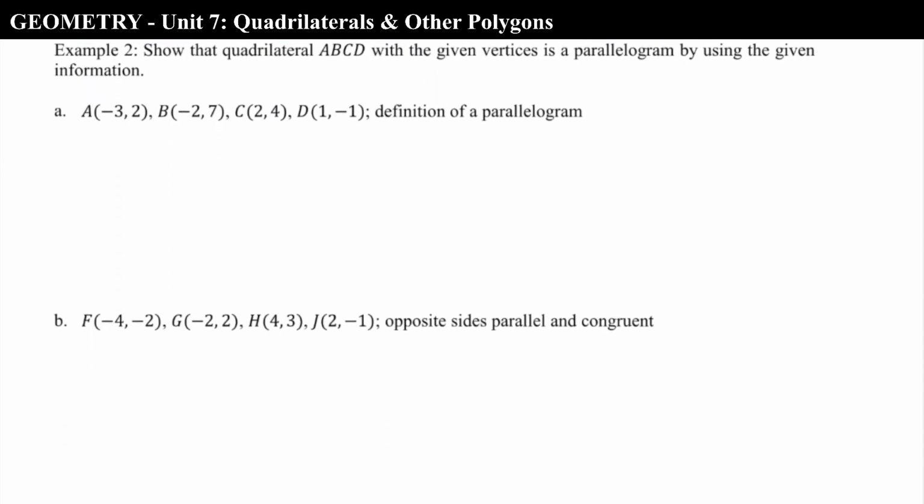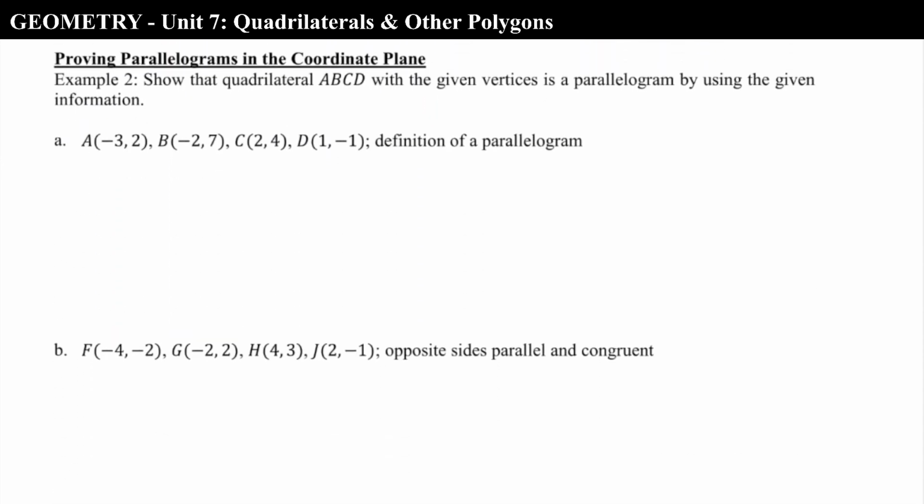Now, let's talk about proving parallelograms in the coordinate plane. We want to show that quadrilateral ABCD with the given vertices is a parallelogram by using the given information. So, to show that it's a parallelogram, we need to show that AB has the same slope as CD, and that BC has the same slope as DA.